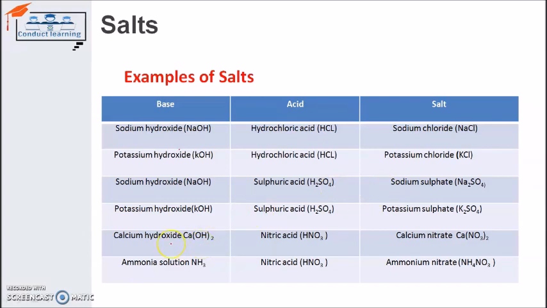Another example, when two different bases, calcium hydroxide and ammonia solution, react with the same acid, nitric acid, it gives us two different salts, calcium nitrate and ammonium nitrate. So in this way we can understand that two different bases or two different acids, when reacting with the same base or acid, give different salts, and when the same base reacts with two different acids, it gives us two different salts.